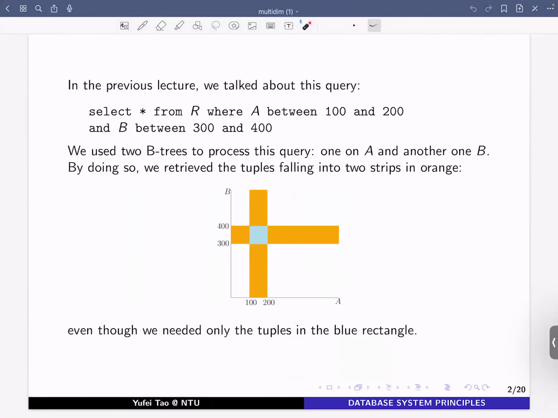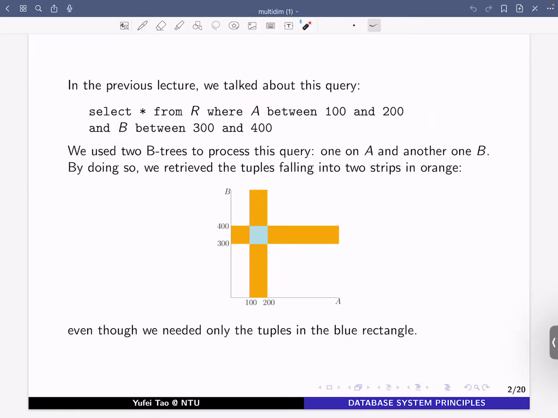I think it would be a good idea to look at a query that we talked about in the previous lecture. So here, still remember we got a relation, and this relation has a number of attributes, among which there are two attributes, one named A and the other one named B. So this is the SQL query we talked about.